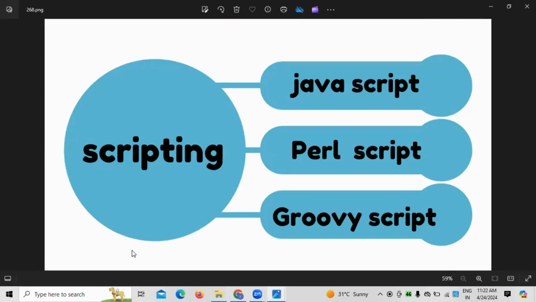What are the different three scriptings? Because that's what I started. What are the three different scriptings we have? One is Java scripting. Second is called Perl scripting. Third is Groovy scripting.